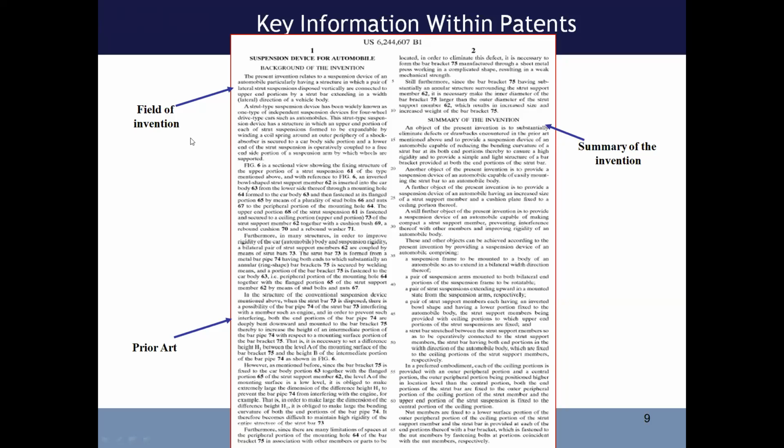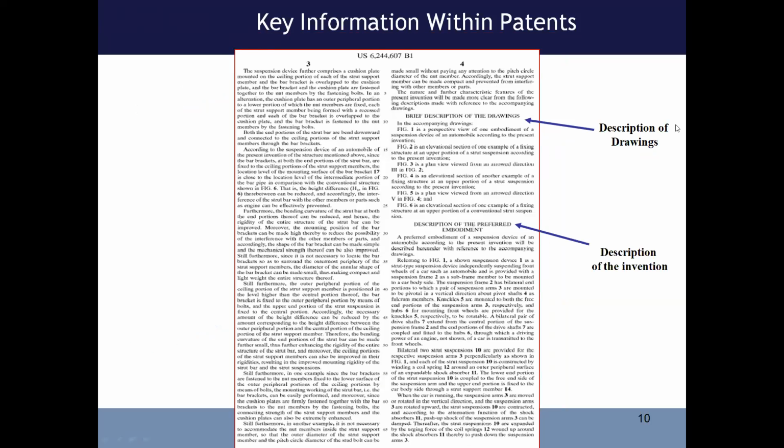Coming to the description part, it starts with the field of the invention. It should describe to which field your invention belongs. Then the background, which is also called prior art, followed by the summary.